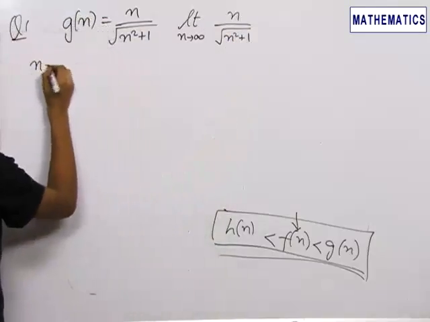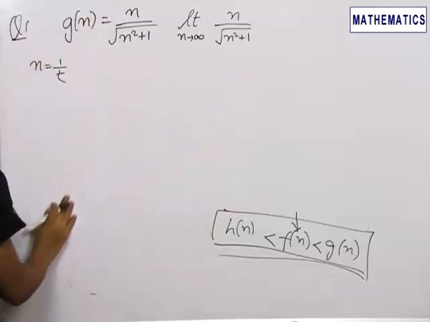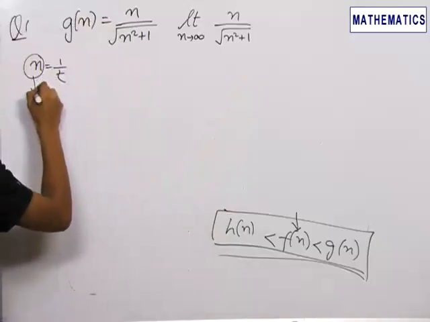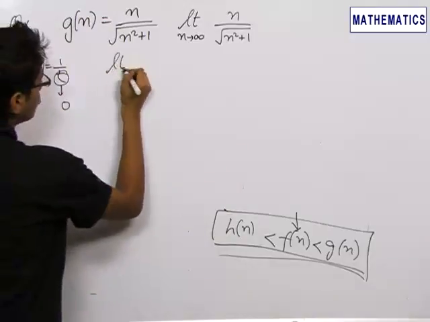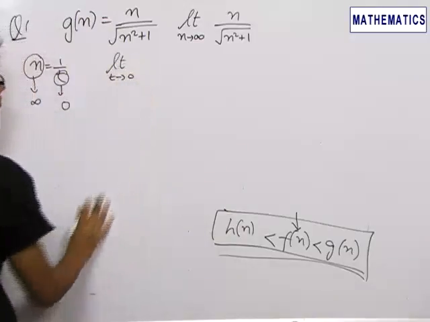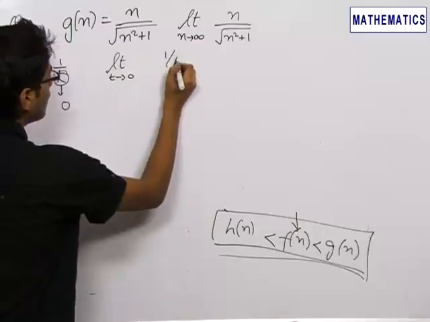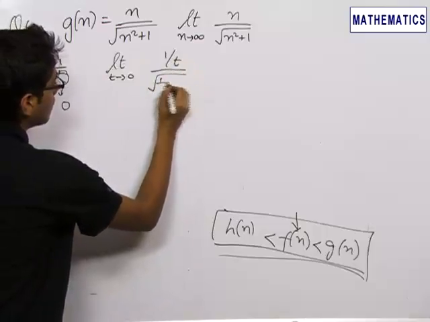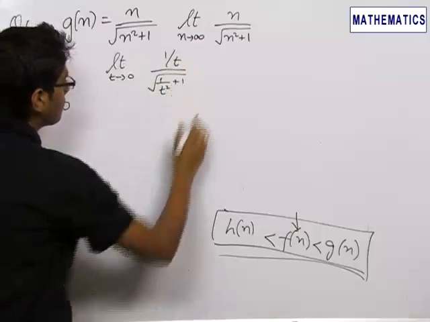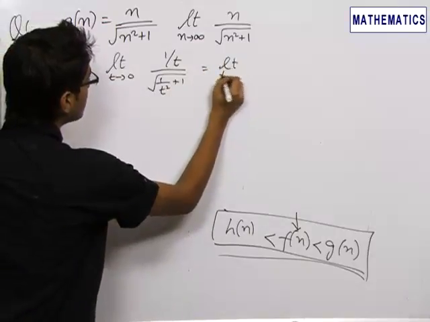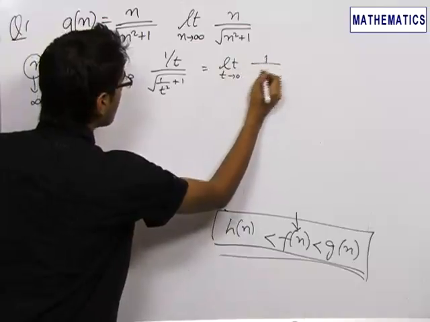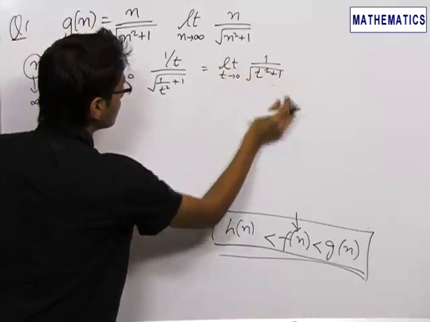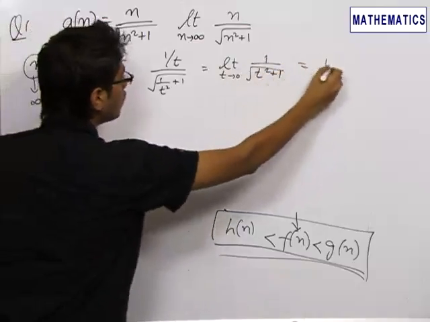For this we put n equals 1 upon t. Now n tending to infinity means t is tending to 0. So this becomes limit t tending to 0 of 1 upon t upon under root 1 upon t square plus 1. So this becomes limit t tending to 0 of 1 upon under root t square plus 1, which becomes equal to 1.